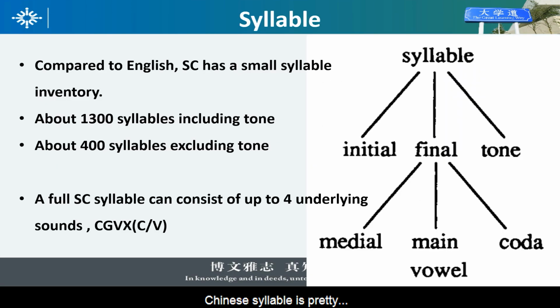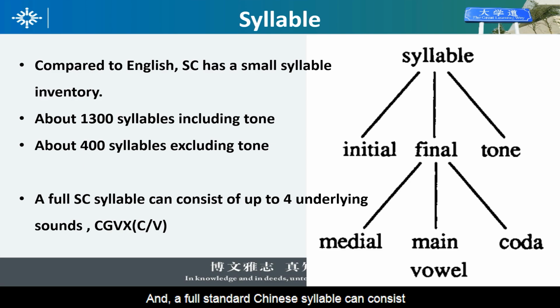Anyway, Chinese syllables are not very complicated and are pretty simple if you compare them with English. That means standard Chinese has a small syllable inventory. Compared with English, it's about 1,300 syllables, including tones, if you distinguish the first, second, third and fourth tones, and about 500 syllables excluding tones.